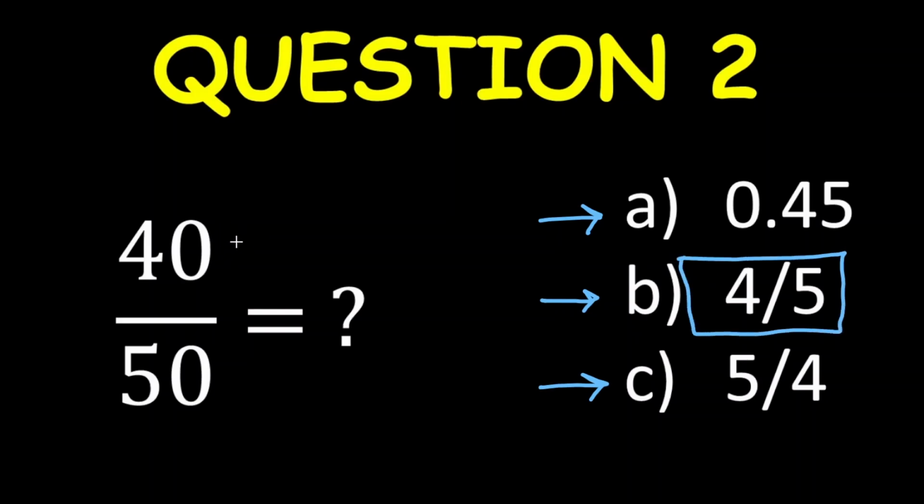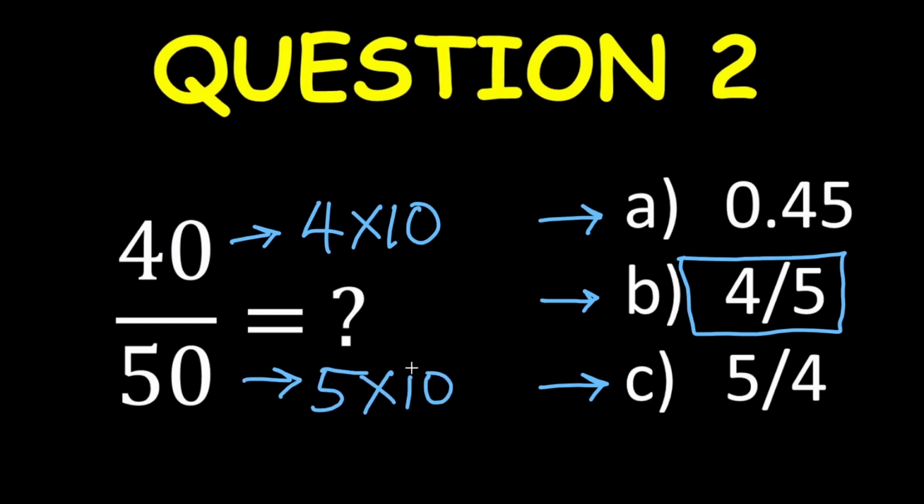When we are dividing, we need to factor out a common factor between the numerator and the denominator. So the common factor here is 4 times 10. 10 is the common factor. And we also have here 5 times 10. So we can see that 10 is the common factor here. So if this goes, we are left with 4/5.